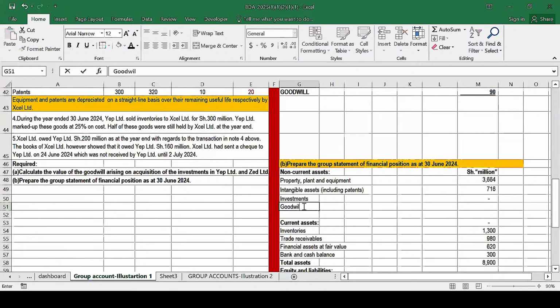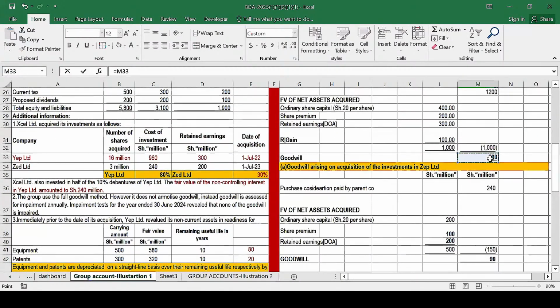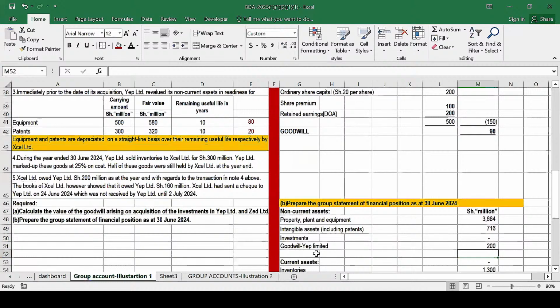I need to add the goodwill on acquisition of the subsidiary. The goodwill on acquisition of who? The subsidiary. Remember, the subsidiary in our case is OH Limited. So that goodwill should be recognized here as an asset. And we have that goodwill up here, this one. That one will be recognized here as an asset.